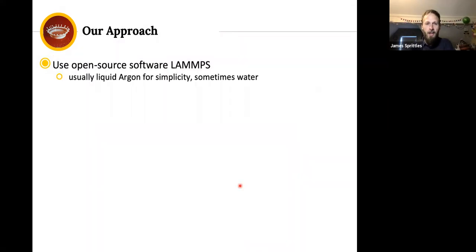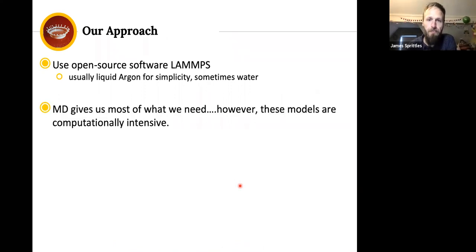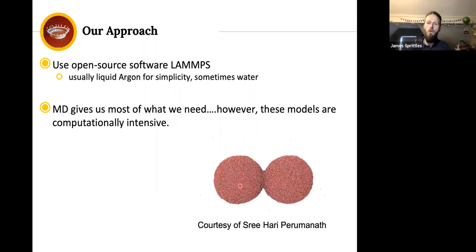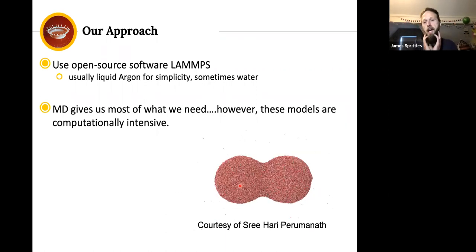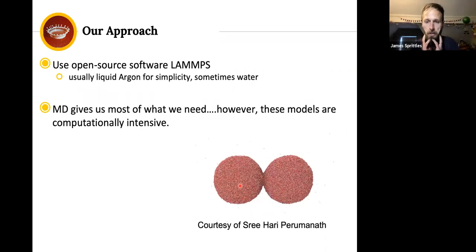Okay. So we use open source software, LAMMPS, and usually the simplest kind of system we can think of, sometimes more complex. And molecular dynamics essentially gives us everything you'd ever need. Out of it come all the properties we know about, like viscosity and surface tension, thermal fluctuations. But these models are incredibly computationally intensive. To give you an example, this is two 20 nanometer water drops coalescing, and this is the kind of simulation which has to be run on the national supercomputer.